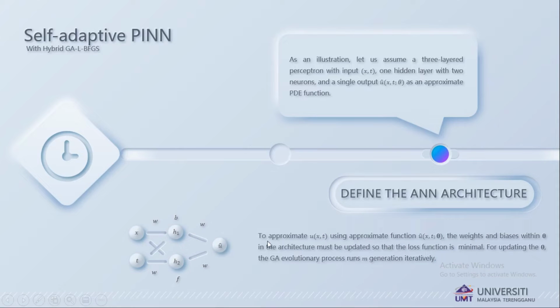To approximate the unknown PDE function which is U hat, the weight and the bias are stored inside a variable called theta, and this variable must be updated to make the loss function as minimal as possible. To update the theta, we employ the genetics algorithm evolutionary process to run M generation iteratively.